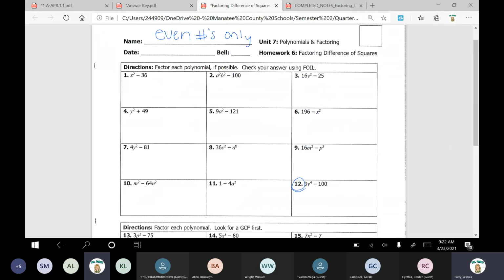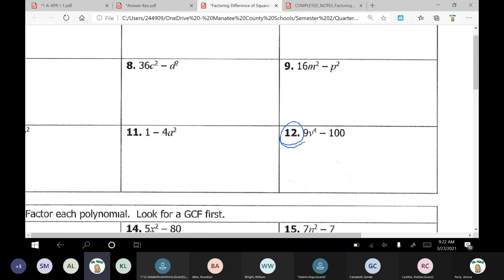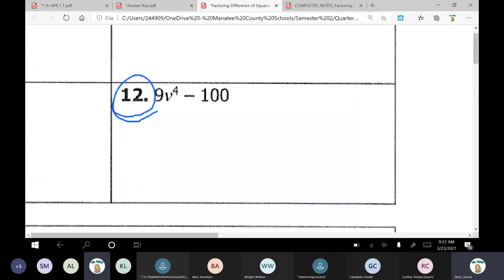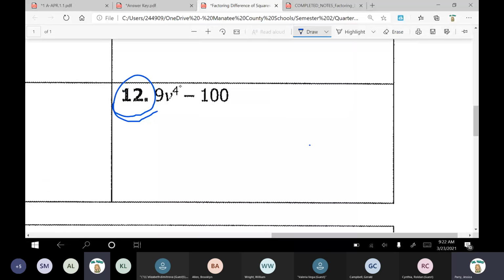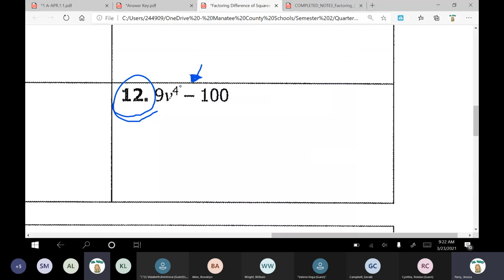I'm sorry. So your directions for this top half of your paper, it says factor each polynomial if possible. Check your answer using FOIL. Okay, so I'm going to do number 12. So first thing you want to do is check and see that we have a minus sign so we can factor out. Let's go ahead and start writing our answer. I'm going to set up my 2 sets of parentheses.